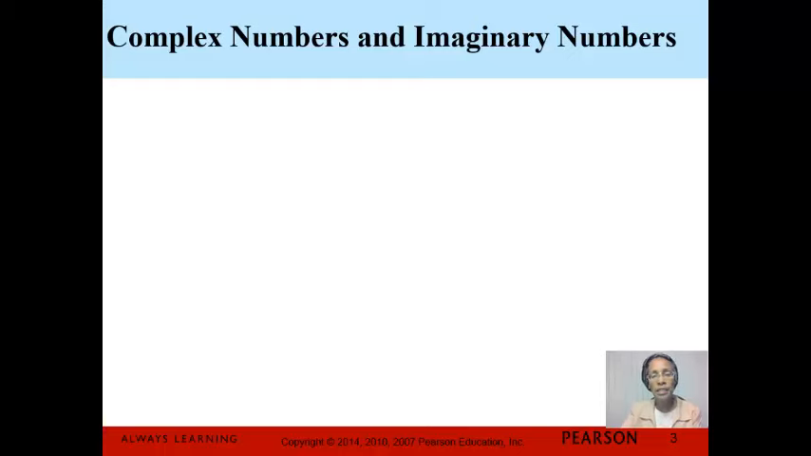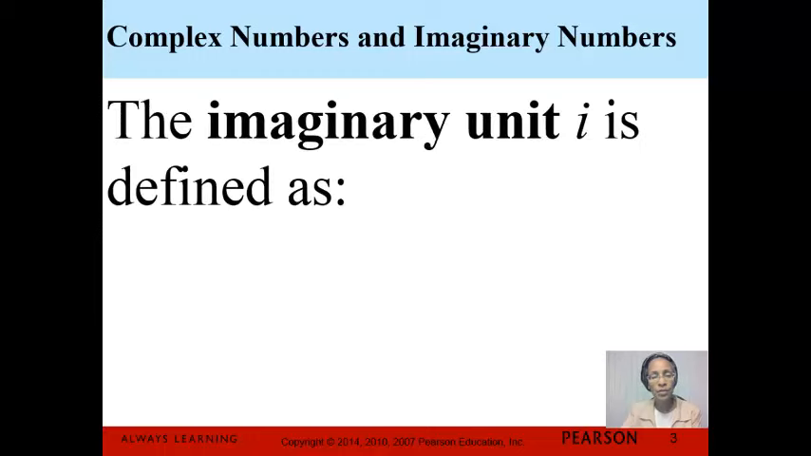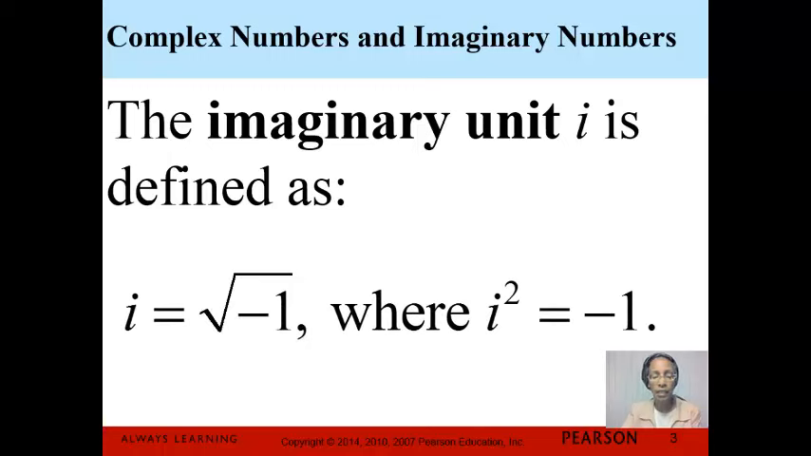Let's look at the complex numbers and imaginary numbers. The building block of the set of complex numbers is the imaginary unit i, which is defined as i equals the square root of -1, where i squared equals -1. I just want to call your attention to the fact that at the bottom of the page on the left, you have the definition of i, which is equal to the principal square root of -1. On the bottom of the page on the right, you have the definition of i squared, which is equal to -1.